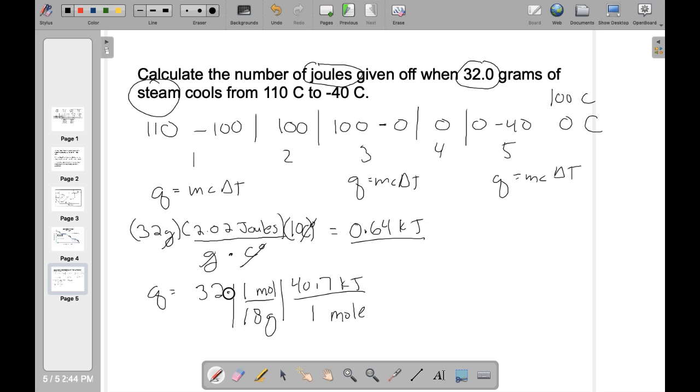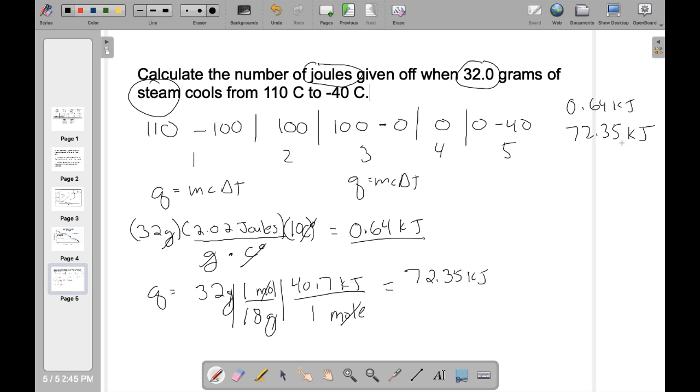This is grams, this is grams. Just so we know, the units are going to cancel. And we're going to end up with kilojoules. So if I go ahead and do this math, 32 divided by 18 times 40.7, I'm going to get 72.35 kilojoules. So let's go ahead and put some of this up here so it doesn't get lost. We have 0.64 kilojoules. Now we have 72.35 kilojoules.